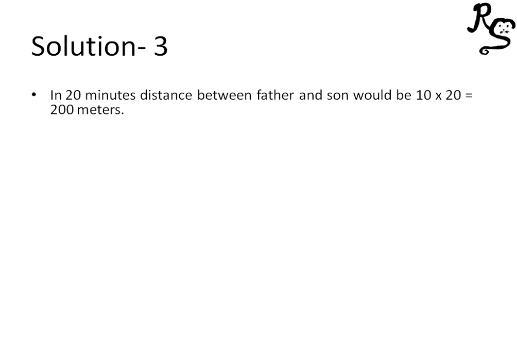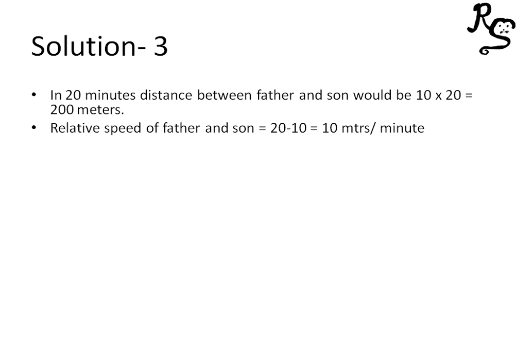Now in the question it is given that the father could realize only after 20 minutes that his son has left and his son is not with him. So for 20 minutes his son kept on walking at the speed of 10 meters per minute. So after 20 minutes the distance between him and the father would be 200 meters, which the father has to cover with the relative speed.